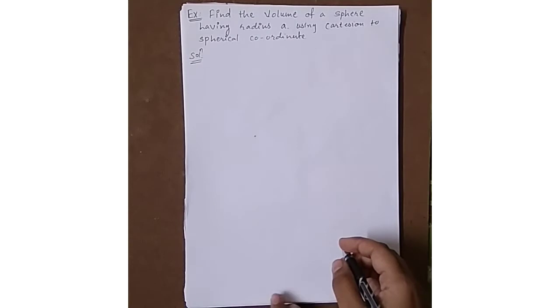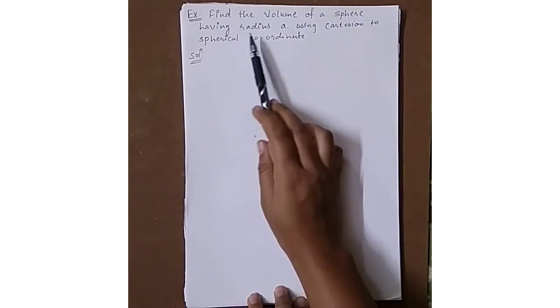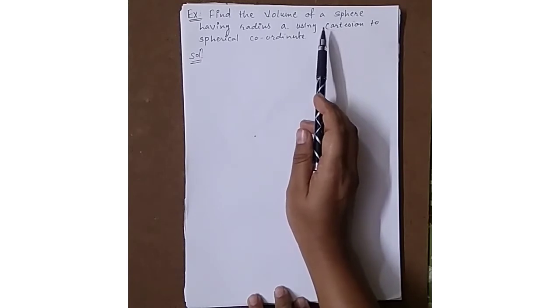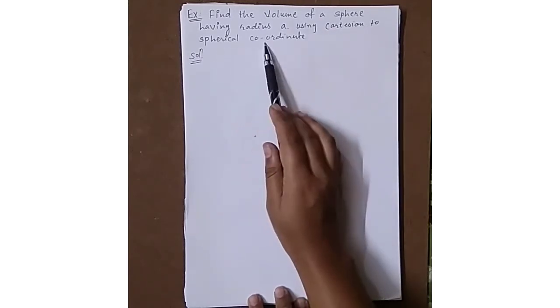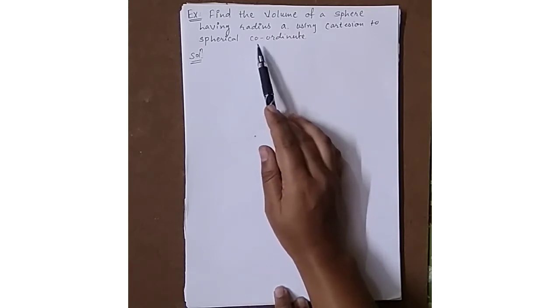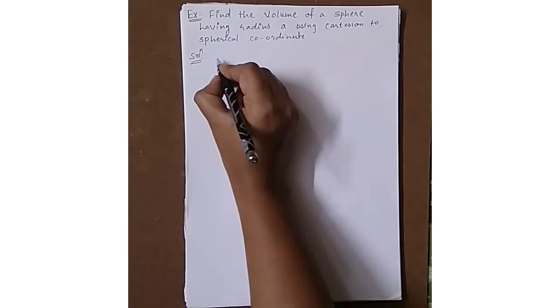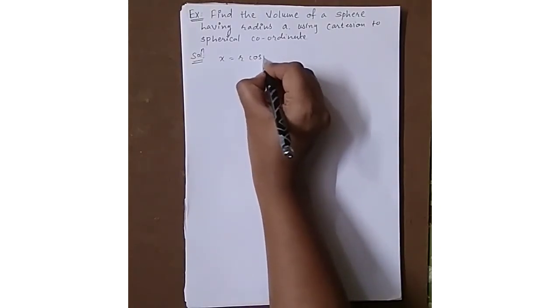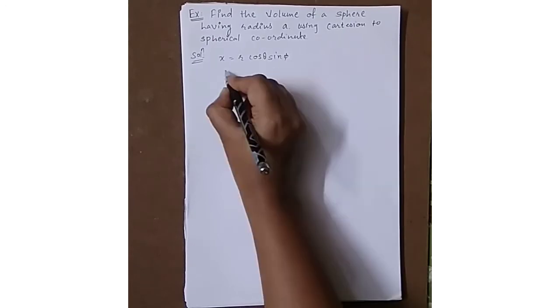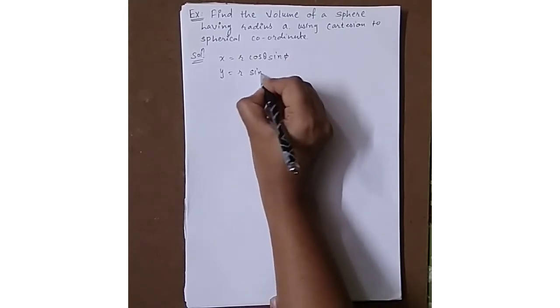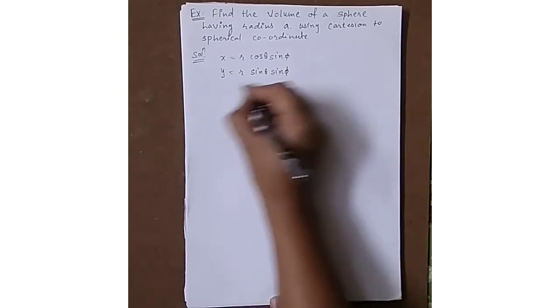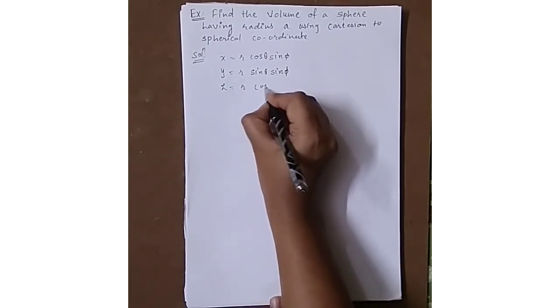So the first example is: find the volume of a sphere having radius a using Cartesian to spherical coordinates. So in this example, first we have to know the relation between Cartesian and spherical coordinates. That is, x is equal to r cos theta sin phi, y is equal to r sin theta sin phi, and z is equal to r cos theta.